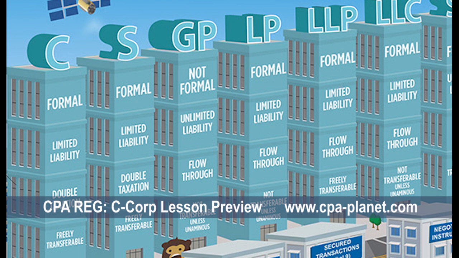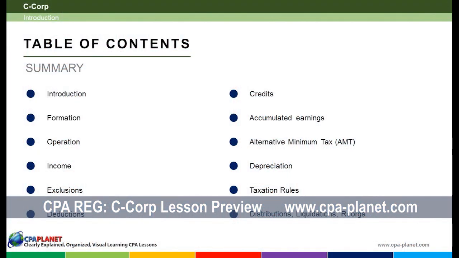So in the C-corp lesson, we're going to go over the introduction of the lesson. We're going to do the formation of C-corps, the operation, the income, the exclusions to income for C-corps. This is in the news. They have news stories about C-corps not paying enough taxes, whatever. This is all relevant. Deductions for corporations, credits for corporations, something called accumulated earnings, a very important concept.